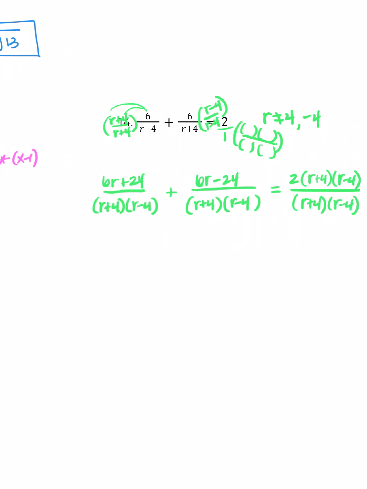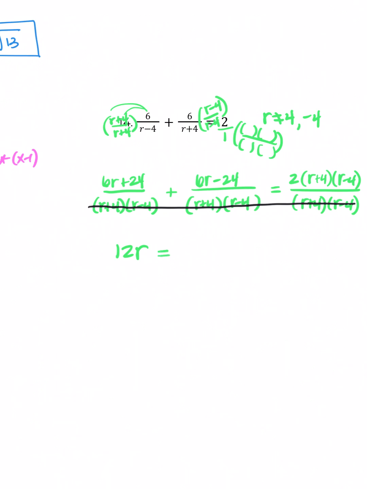So same thing, because every single piece of it has that denominator, we can wipe those out. Because if I were to multiply every single term by the quantity r plus 4 times r minus 4, those would all cancel. So if I combine some terms in my numerators there, 6r plus 6r would be 12r. 24 plus negative 24 is 0.